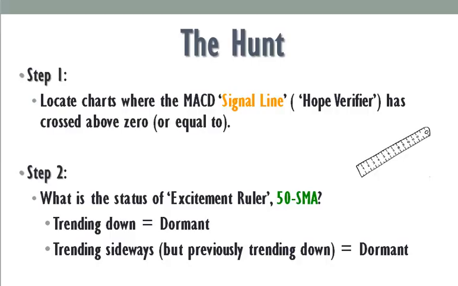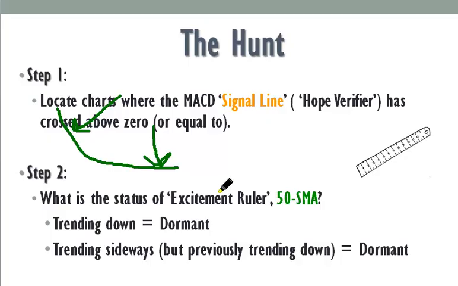If it's trending down, then we know we have a dormant volcano. If it's been trending sideways, or if it's trending sideways a little bit, but it's been previously trending down, so let me draw that out. So if the 50 was going like this, and then we pulled up and it's looking like this, so it's previously trending down, but now it is going sideways, that is still dormant.